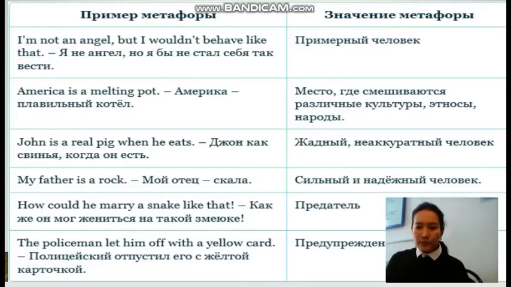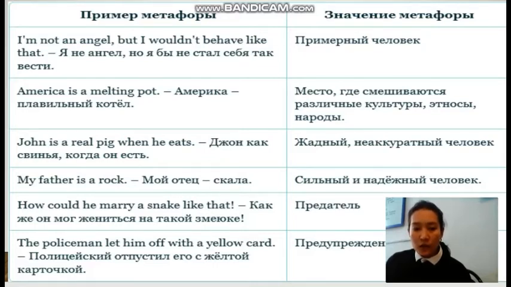So let's continue our seminar. "America is a melting pot." Америка плавильный котел. Тут метафора, где смешиваются различные культуры, этносы, народы. Melting pot — это тут метафора, то есть в этом слове очень много значений. То есть в Америке живут очень много народов, этносов, и у них различные культуры, свои менталитеты, свои традиции. Вот поэтому тут именно метафора совмещается с большим значением. Melting pot.